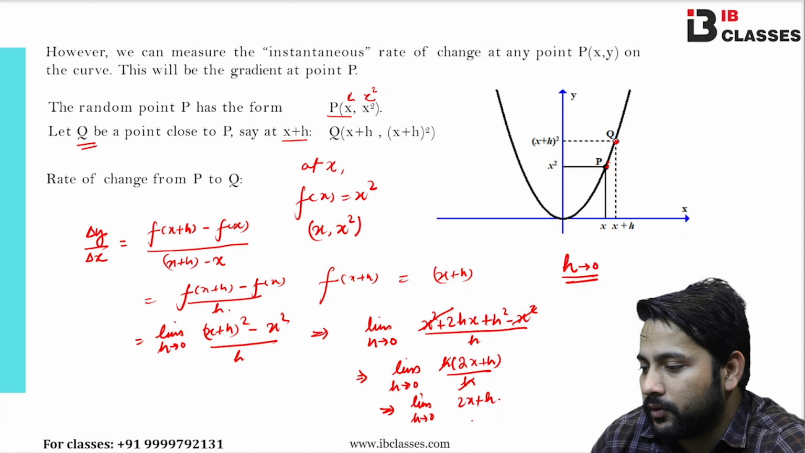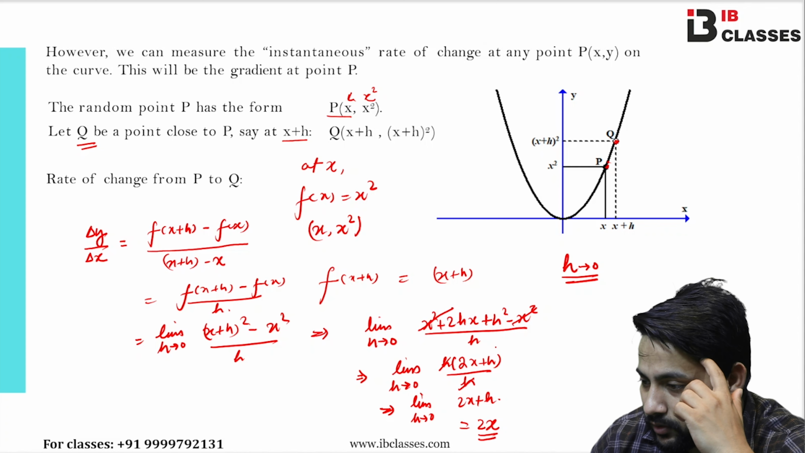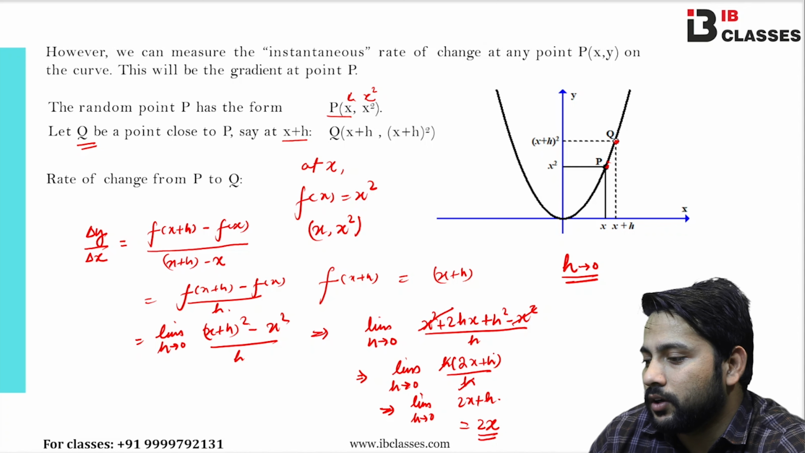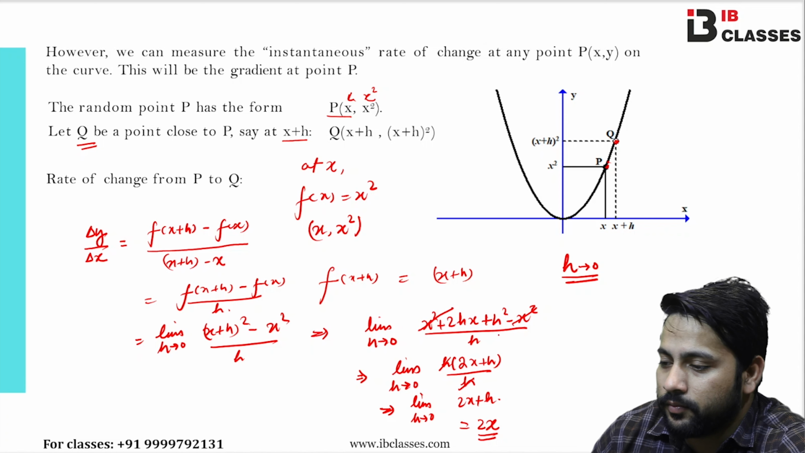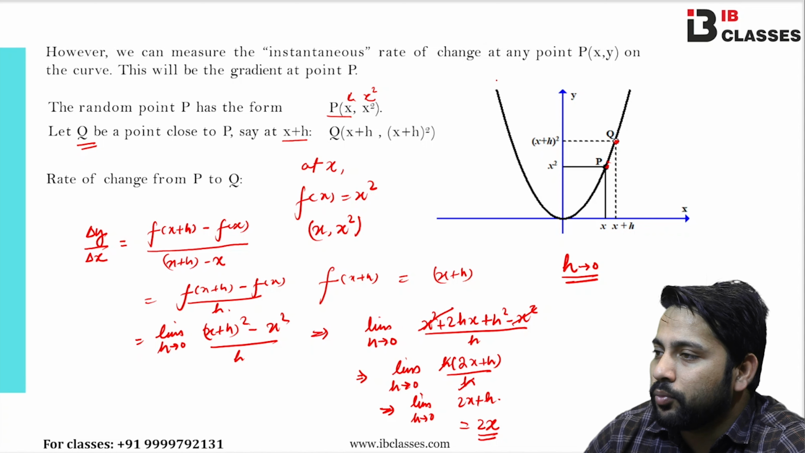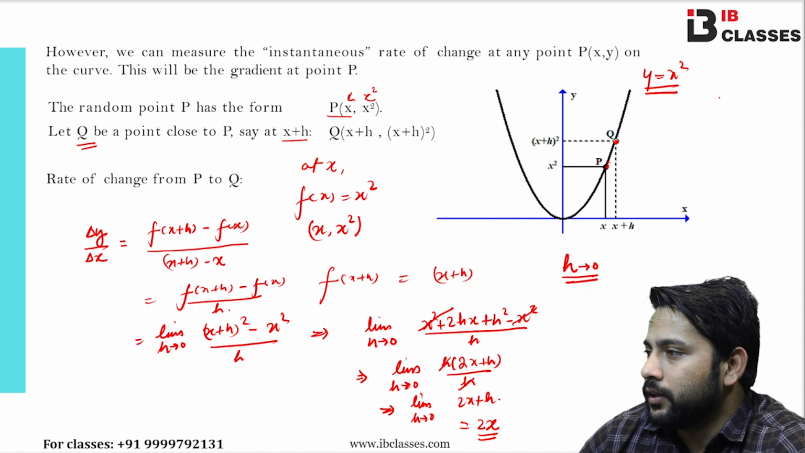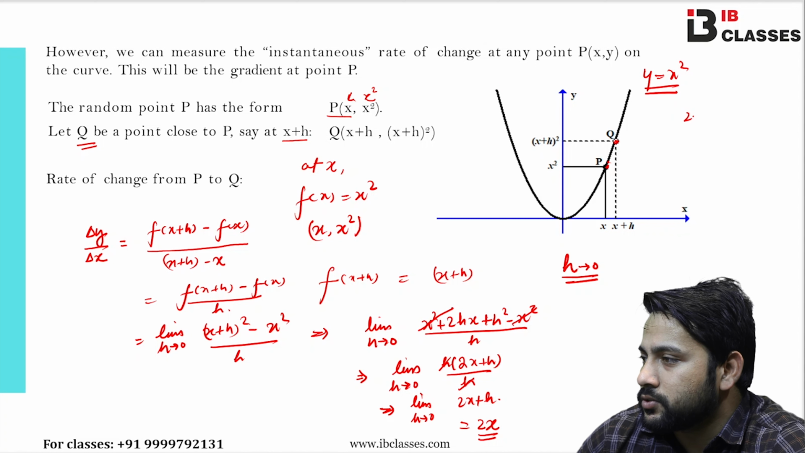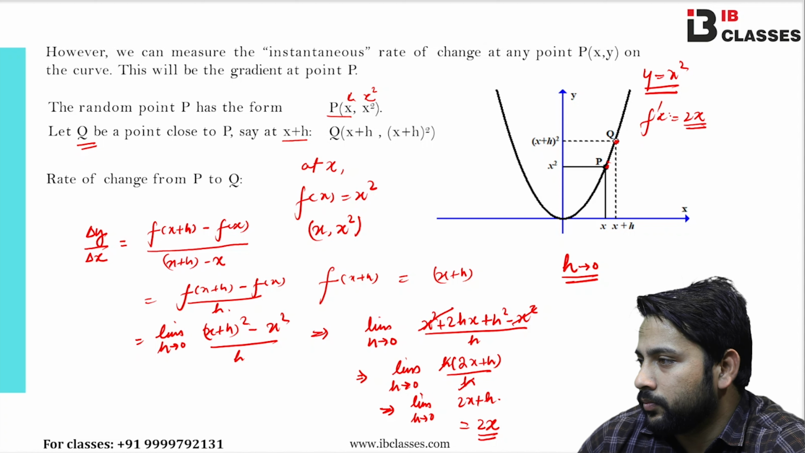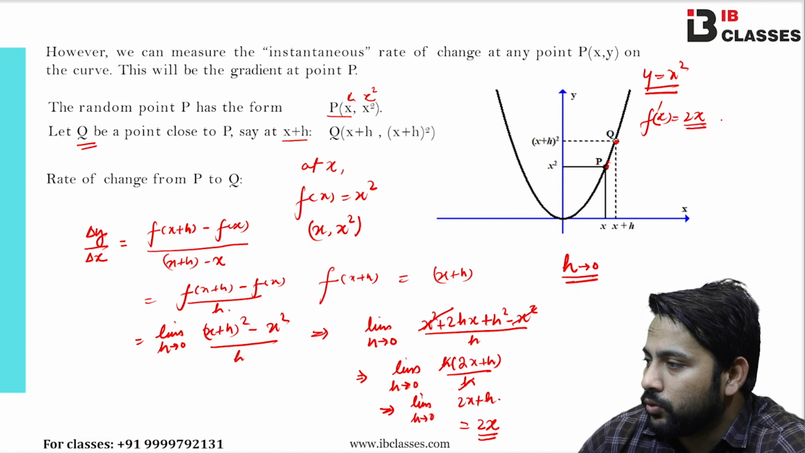On applying the limit, we will be getting the instantaneous rate of change of the curve equals 2x. This means that at any point on the curve y equals x squared, the slope of the tangent will be equal to 2x. So f dash x is 2x.